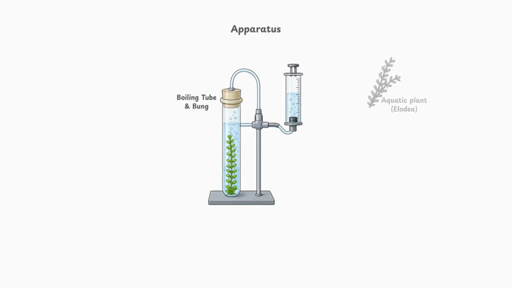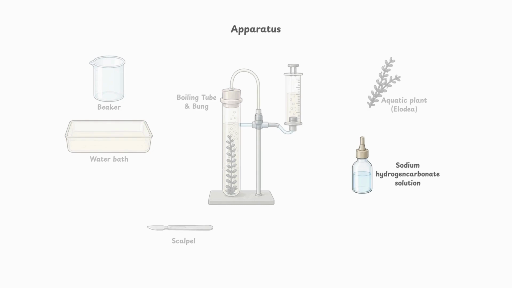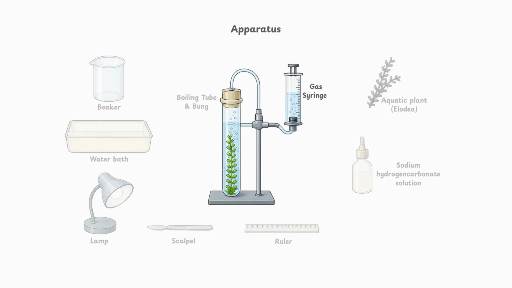Here is the apparatus required for the experiment. We need an aquatic plant such as Elodea, a boiling tube, a bung, a beaker, a water bath, a scalpel, and sodium hydrogen carbonate solution to provide carbon dioxide. We also need a lamp as the light source, a ruler to measure the distance between the plant and the lamp, a gas syringe to collect the oxygen produced, a thermometer to monitor the temperature, and a clamp and stand to hold the apparatus securely.